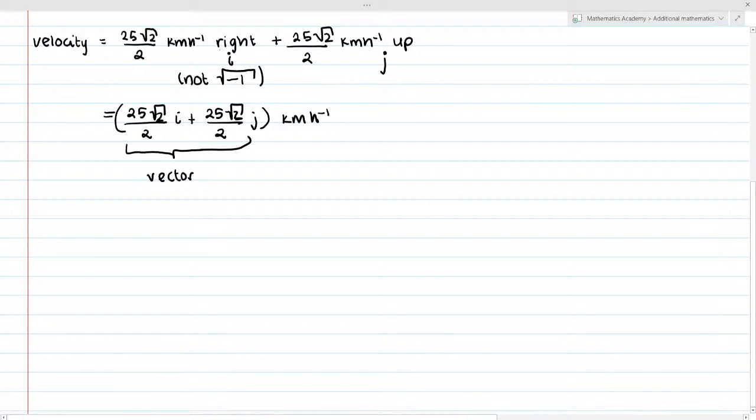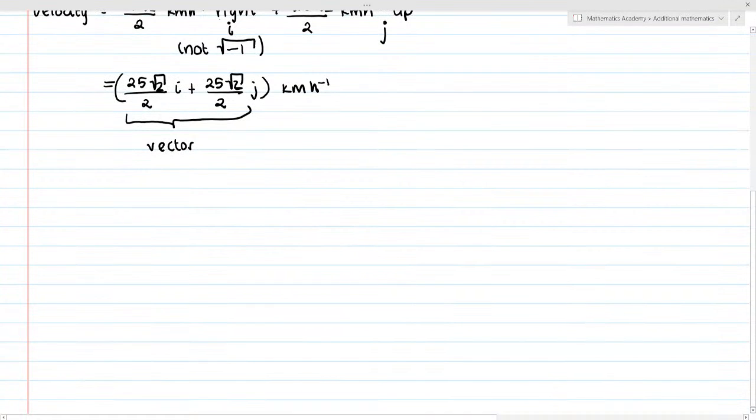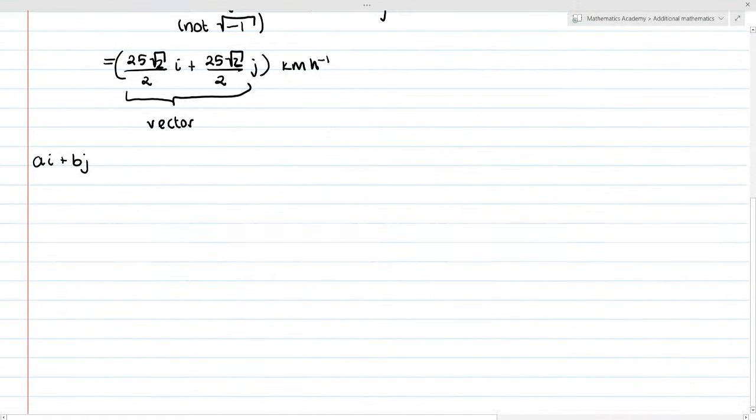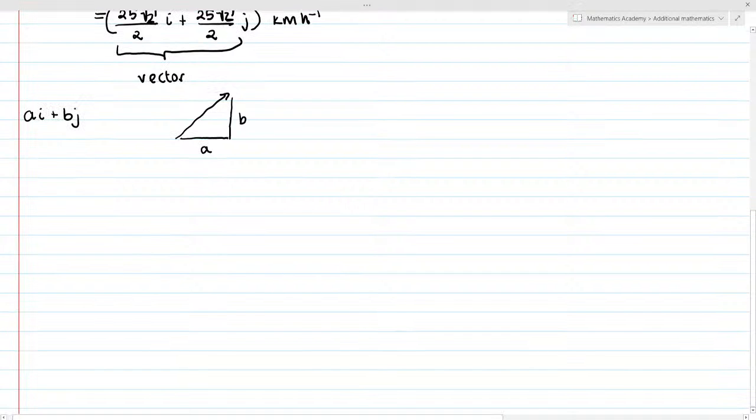So let's get into notation. How do we write down this sort of stuff? Well, I've just shown you one way we can write it down, right? We can use this i and j notation. So we can write the vector as ai plus bj. That's saying that if we want to travel across a vector, all we need to do is go a units to the right and b units up. Very simple. That's one way we can do this.